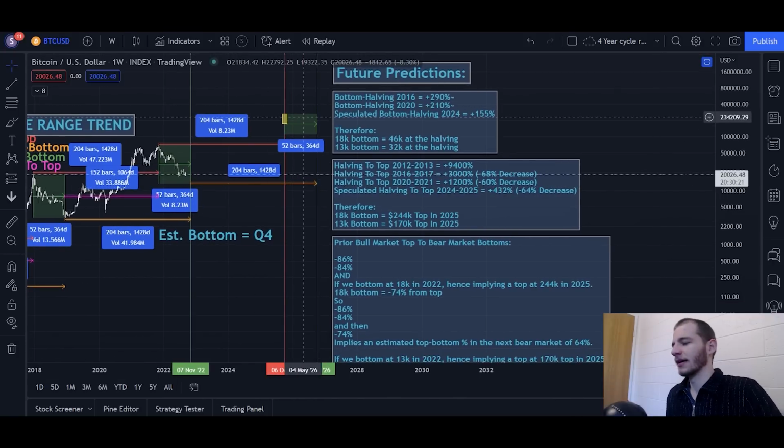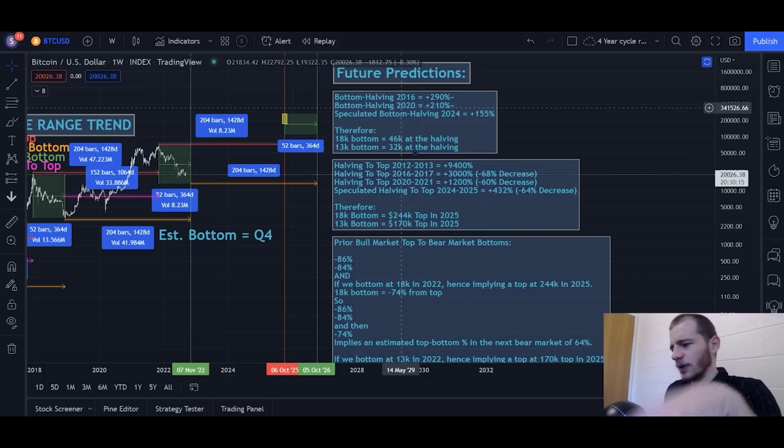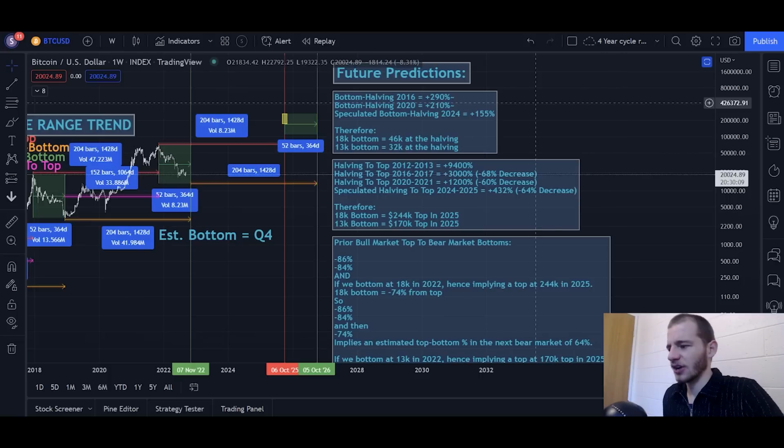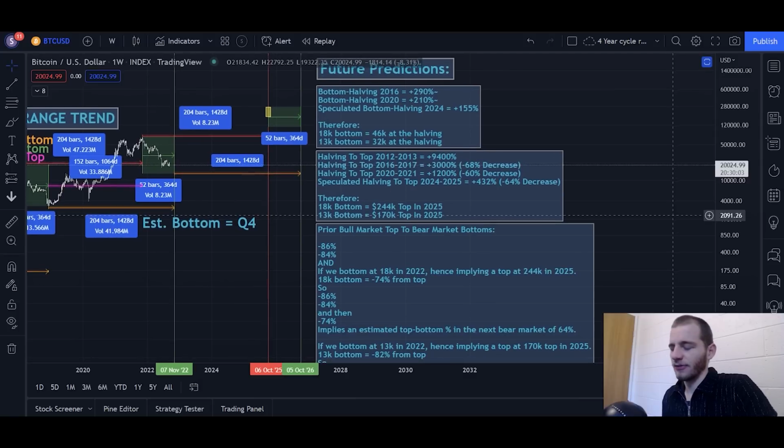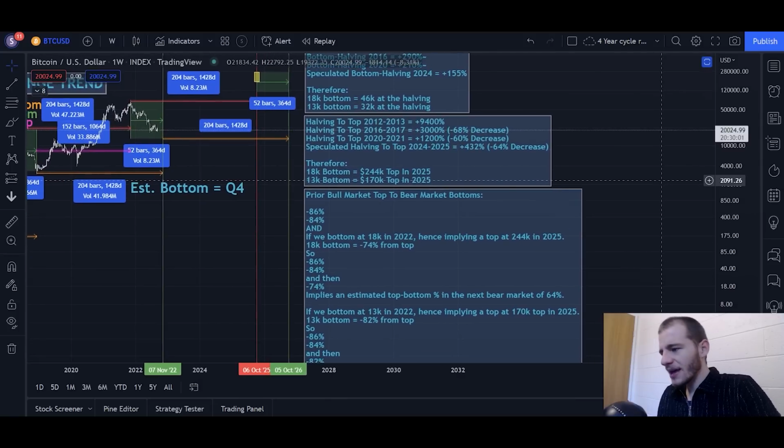And I've done this here, and I've taken the data. From bottom to halving in 2016, I've taken the data. From bottom to halving in 2020, I've taken the data. From speculated bottom to halving in 2024, I've taken the data, right? I've essentially said all of these things, and it's a whole variety of information here that would take me 15 minutes to explain. But you can go ahead and read it here, okay?